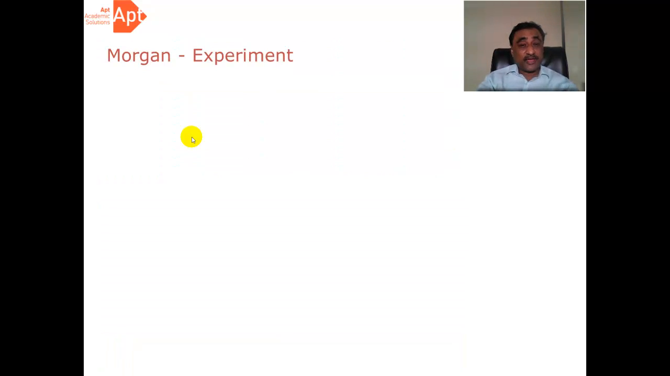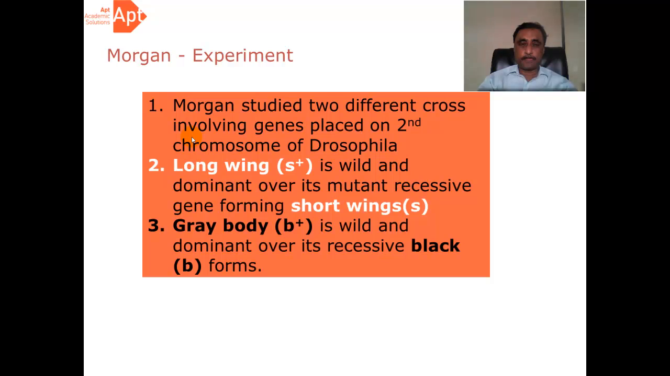So let's have a very detailed study of Morgan's experiment. In order to understand it, first of all we need to understand the characters he took. Morgan studied two different crosses involving genes placed on the second chromosome of Drosophila. The long wing is the wild or natural character and is dominant over the recessive allele, short wings. Similarly, gray body is again a dominant character, recessive to black body. So these two characters were taken by Morgan.